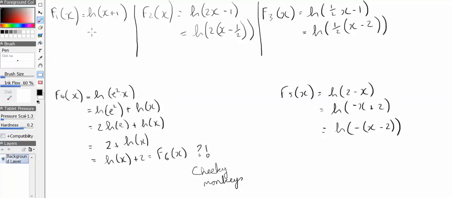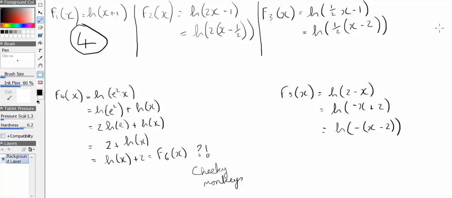F2. Whenever you get this going on, this ln of x plus or minus a, ln 2x minus 1, factorize it first. So whatever you times the x by, take that to the outside of a bracket. So change it into the form there where it's ln 2 brackets x minus a half. If you expanded those brackets, you get the original function.